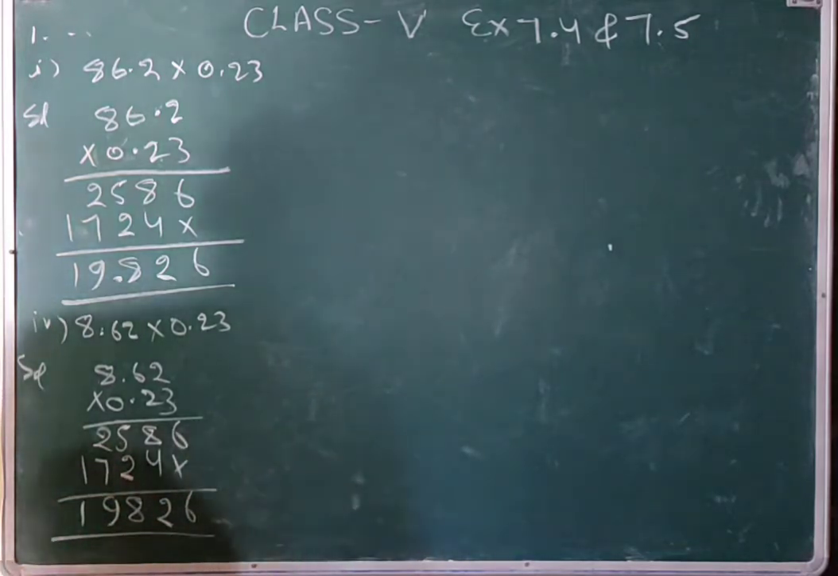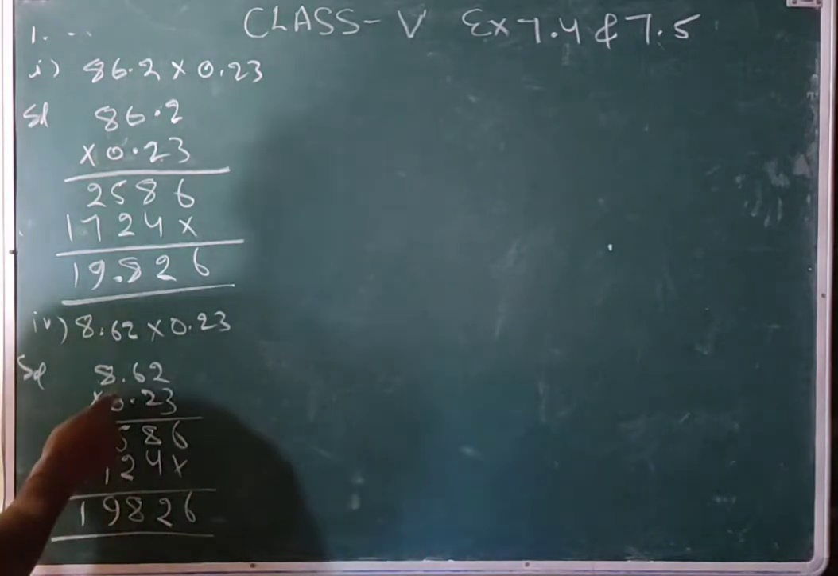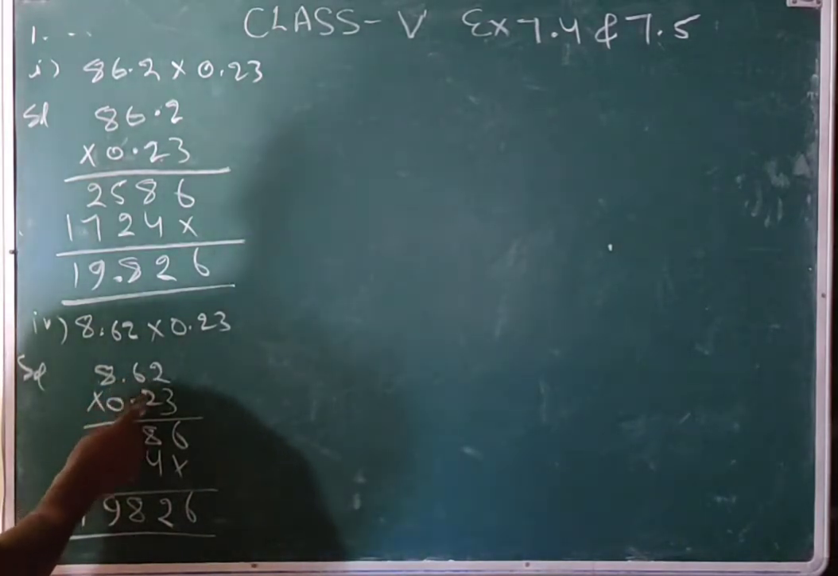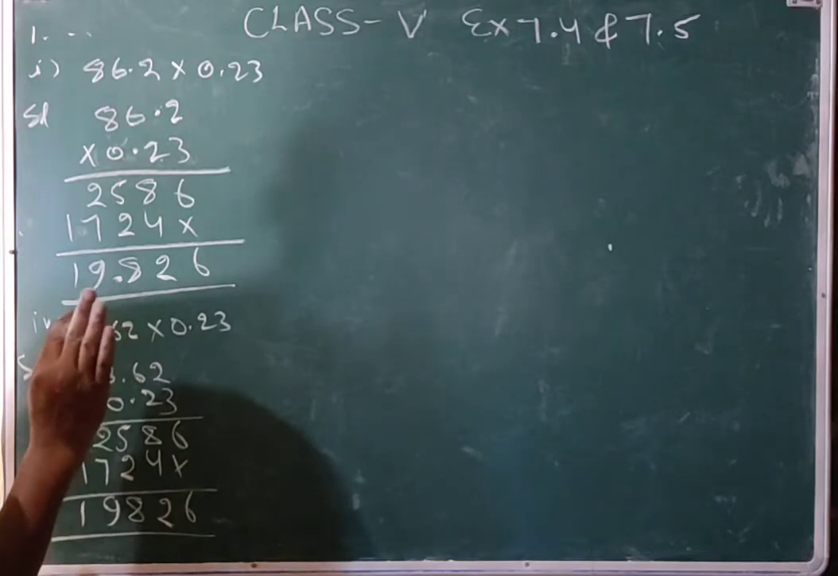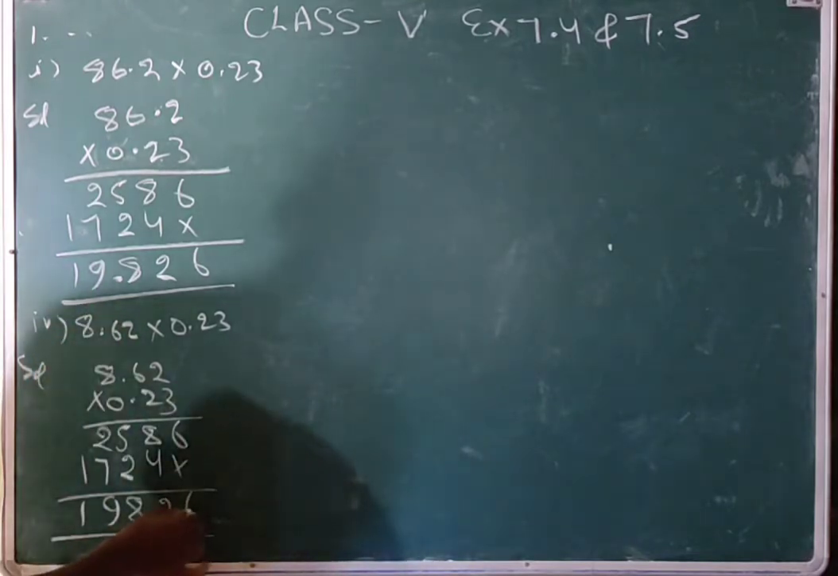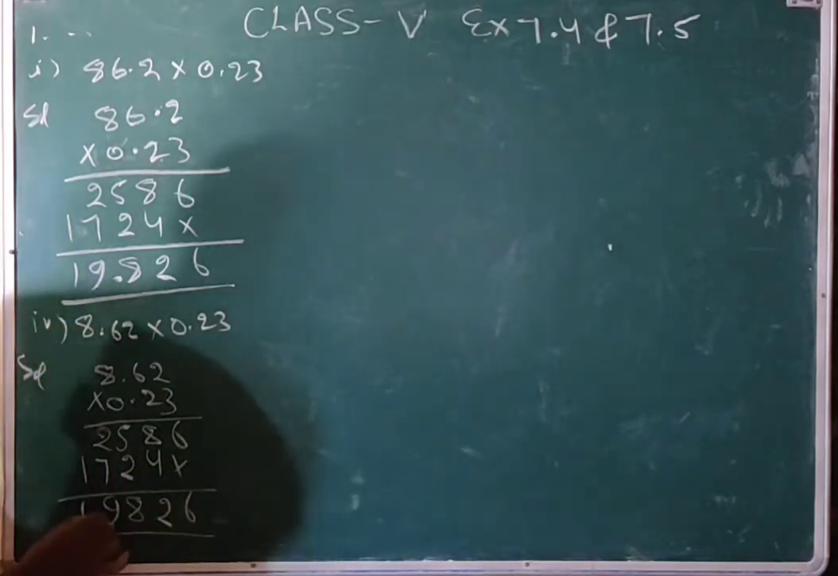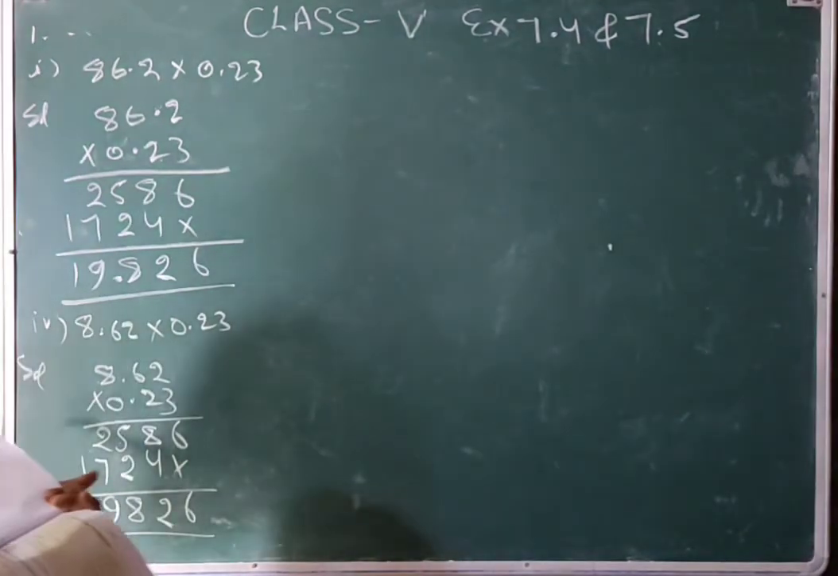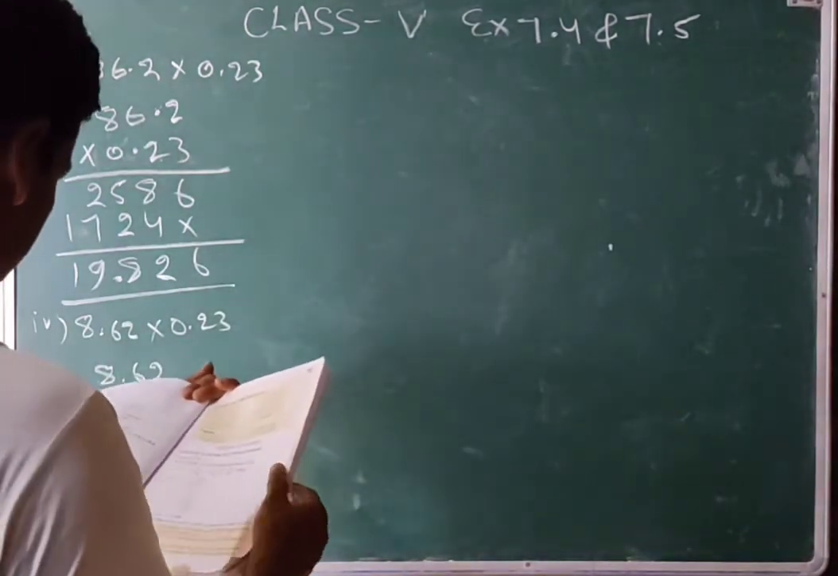And then after the decimal we will count the digits. Here 2 digits, here 2 digits. It means 4 digits are there. 4 digits, so we will count from here 1 2 3 4 and put the decimal here. See one more part here.